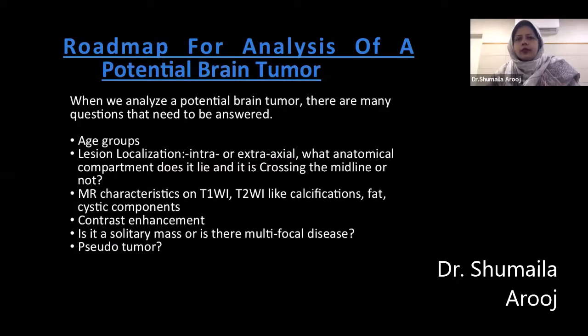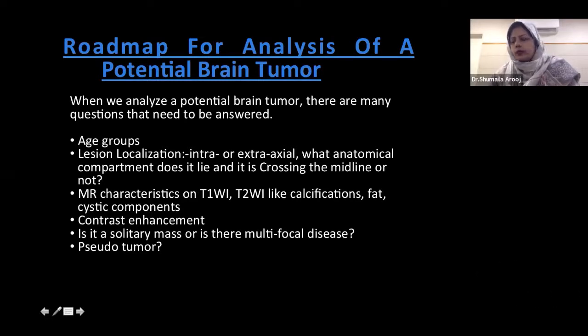Whenever you are looking at a potential brain tumor, there are many questions which you need to answer. First of all, you have to look at the age group of the patient, because there are different differentials in the pediatric age group in the posterior fossa, and different differentials for adults. In the pediatric age group, you are going to consider multiple primary neoplastic lesions of the posterior fossa as well as multiple syndromes. But in adults, more than 70 to 80% of the masses are metastasis. Then you have to localize whether the lesion is intraaxial or extraaxial.